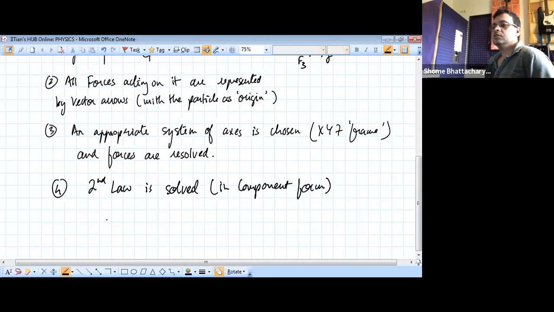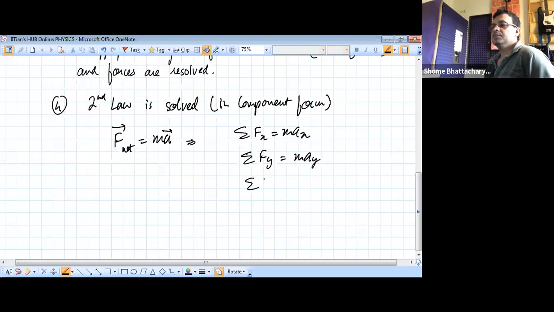That is, if we write that net force is equal to mass into acceleration, that is solved into component form: the summation of forces along the x-axis becomes mass into x component of acceleration. The summation of forces along the y-axis becomes mass into y component of acceleration. And the summation of forces along the z-axis, if any, becomes mass into z component of acceleration. Like that, okay?